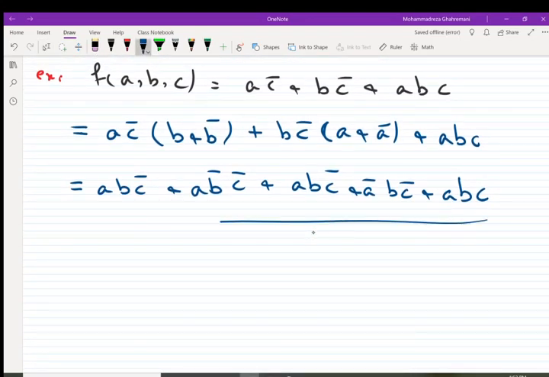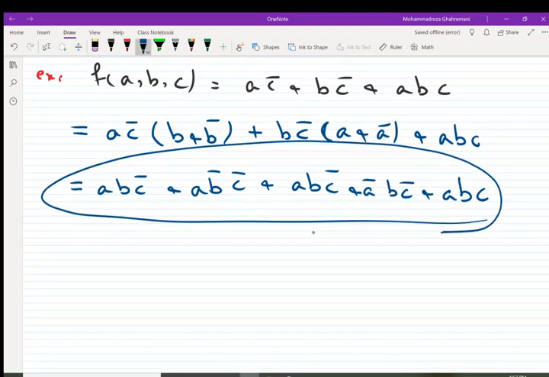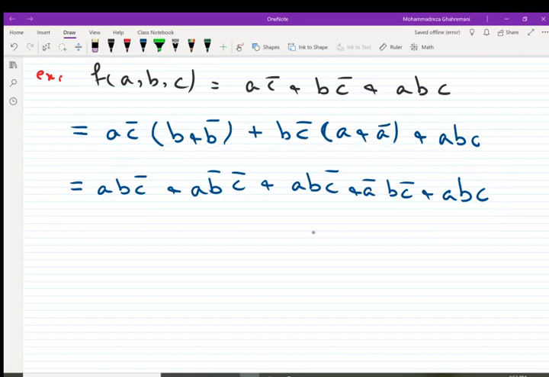We should look for any duplicated terms, because we multiplied them, we may find some terms that are repeated. So let's see, do we have A B C bar anywhere else? Yes, of course we have it here. You see A, B bar, C. What about A, B bar, C bar? We don't have A, B bar, C bar.